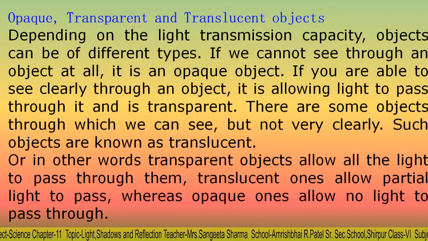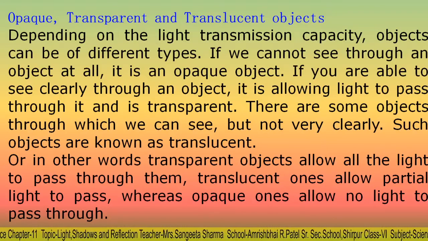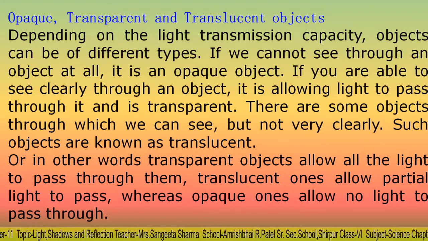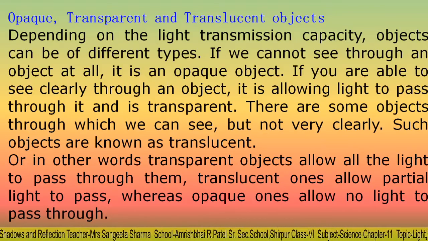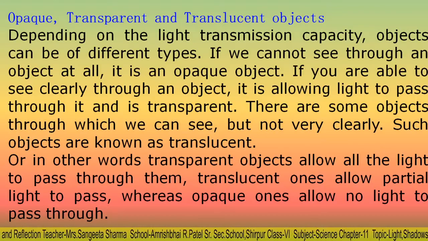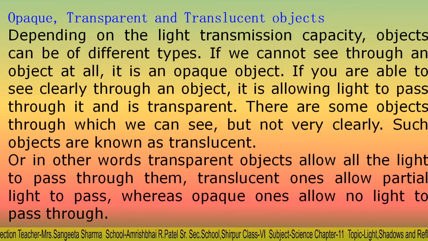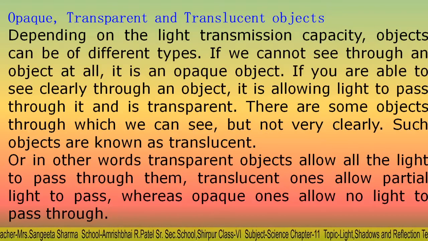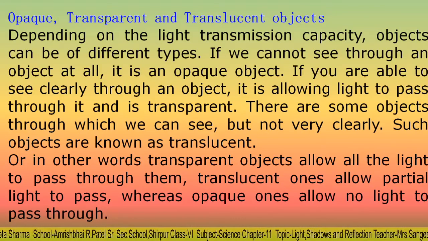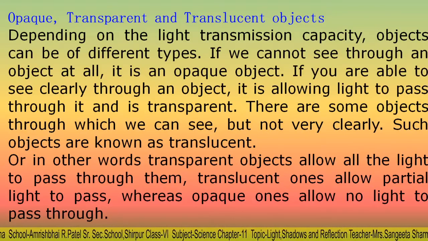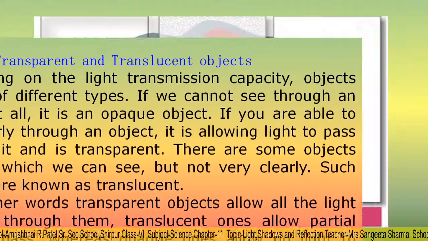In other words, transparent objects allow all light to pass through them. Translucent objects allow only partial light to pass through them, whereas opaque objects do not allow light to pass through them. That's why we are not able to see through opaque objects.